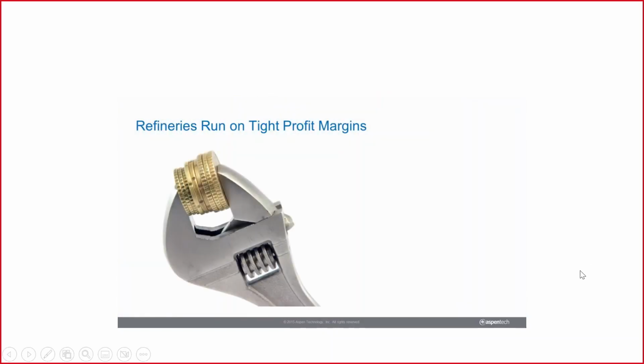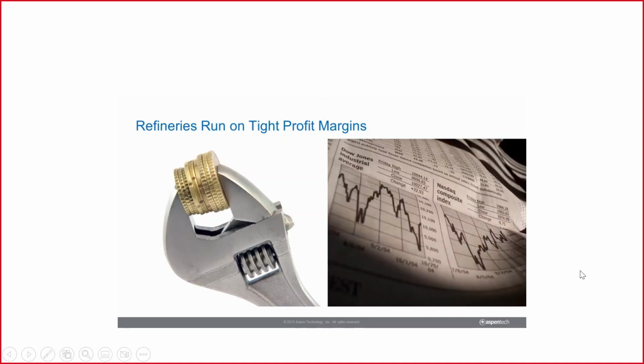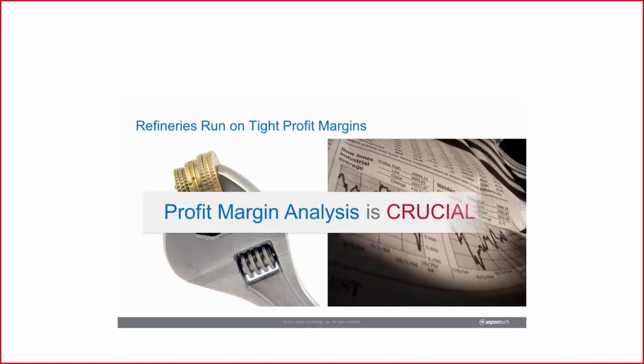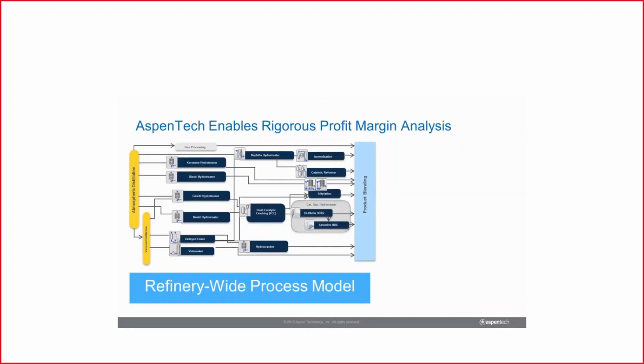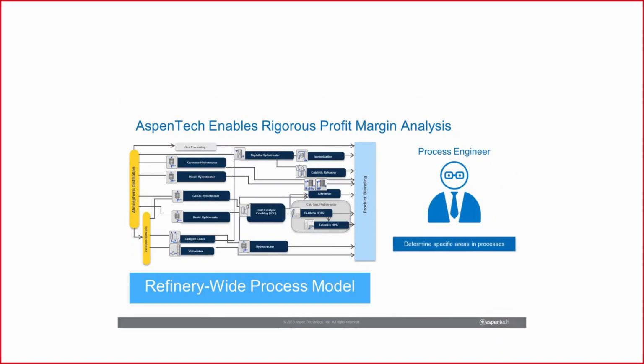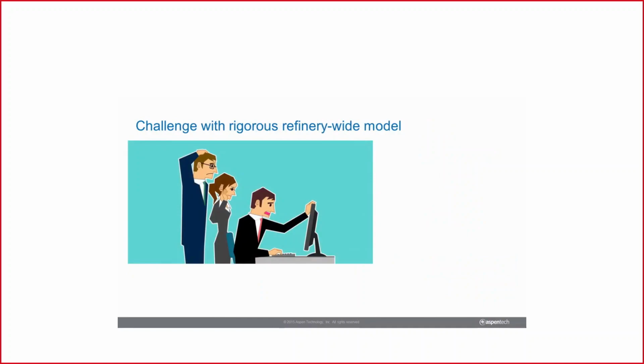Refineries typically run on low margins. Fluctuating market conditions can make refineries more vulnerable, which is why profit margin analysis is crucial. AspenTech enables rigorous profit margin analysis through a refinery-wide process model. Equipped with this model, process engineers can now determine specific areas in the refining process where profits can be improved, find alternative methods to improve profits, as well as predict and compare the impact of each alternative and recommend a solution. Let's take a look at some of the challenges with rigorous refinery-wide models.